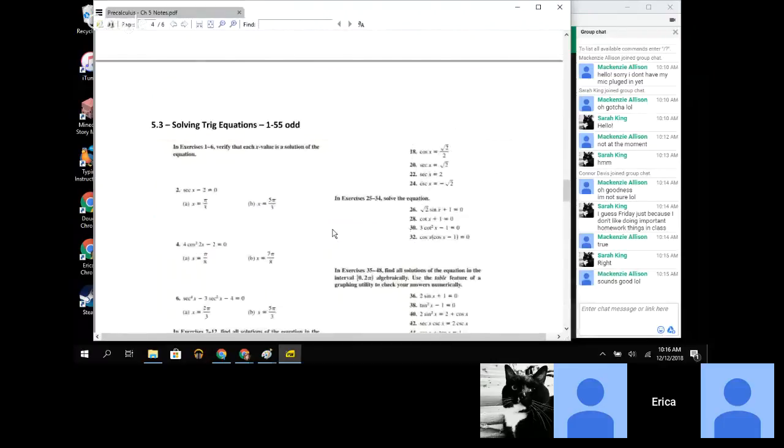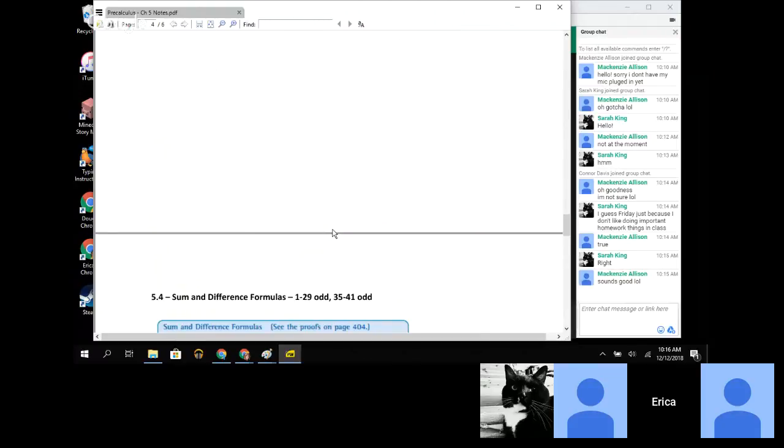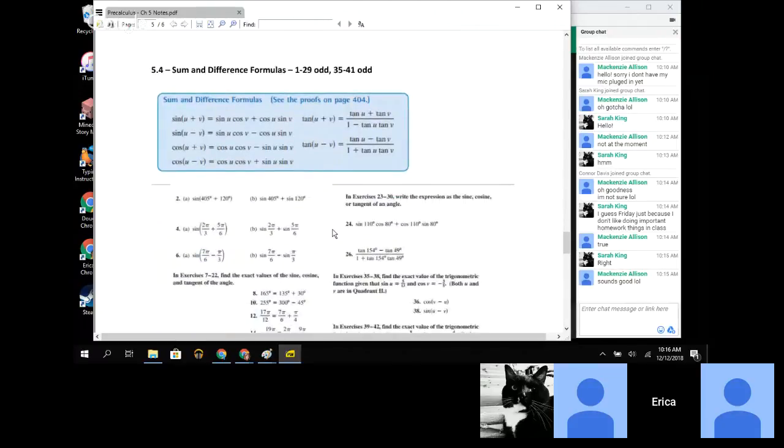I think the first 3 sections of chapter 5 actually make a lot of sense. They're all connected together. The last 2 sections, not that they don't make sense, but they're just kind of like extra little rules. And we started 5.4 on Monday.